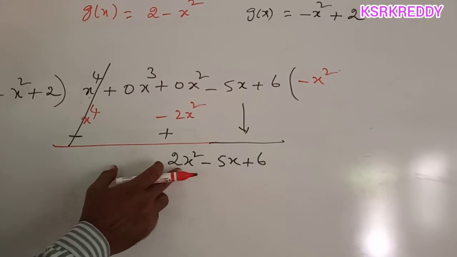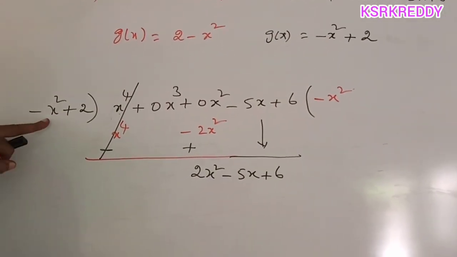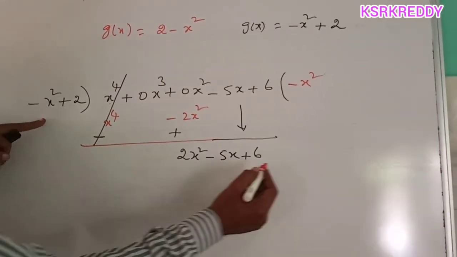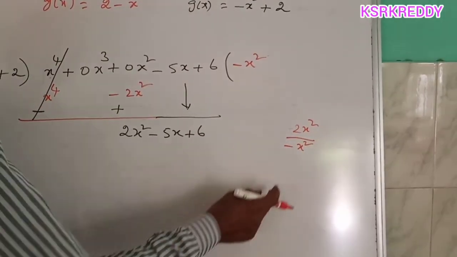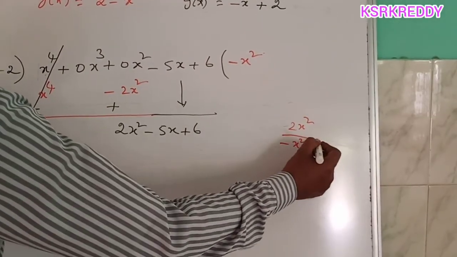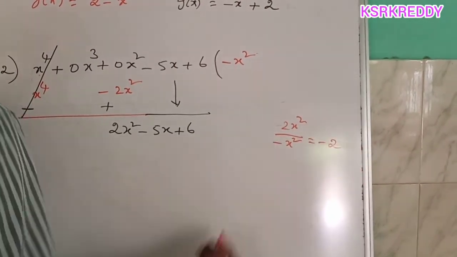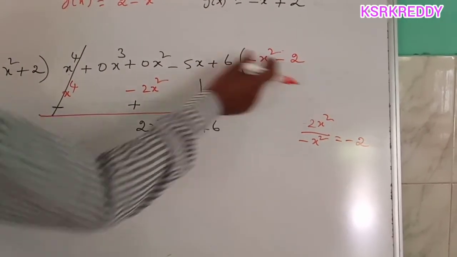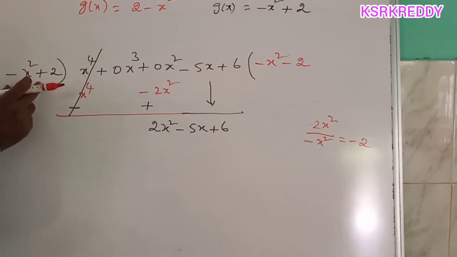Here 2x square is here, and here minus x square. Which number is multiplied by minus x square to give 2x square? Check once: 2x square by minus x square. The x square cancels, and the symbol is also... the value is minus 2. So we multiply the divisor by minus 2 across the total value.